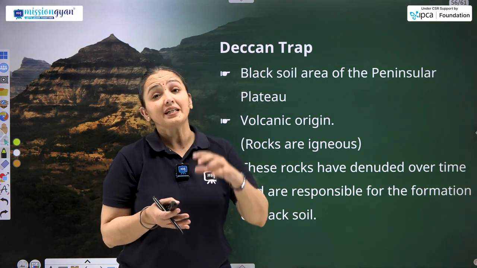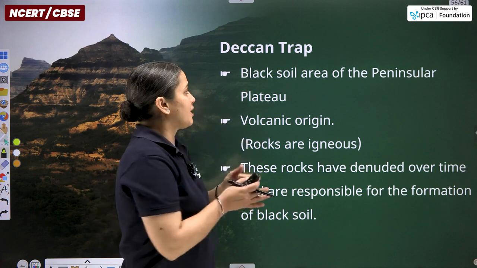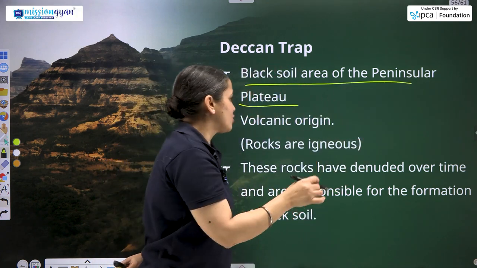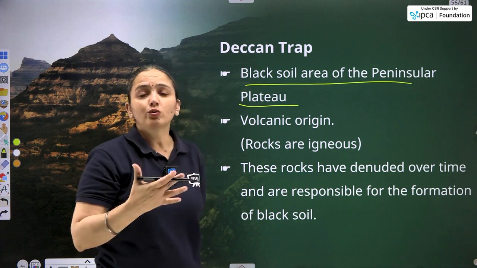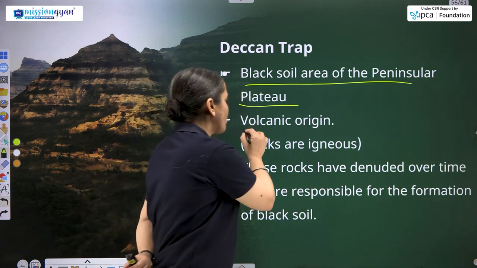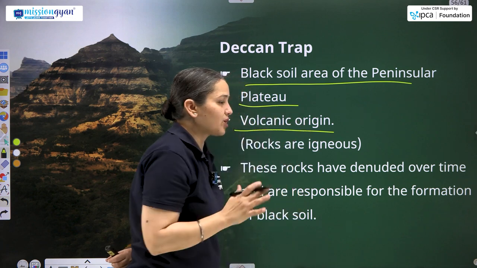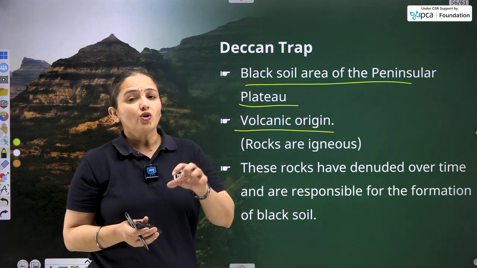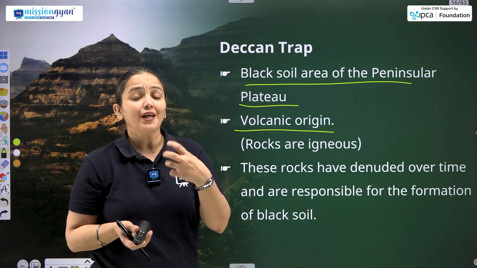No, we are not talking about all of that, but we are talking about the black soil area of the peninsular plateau. According to the geologists, the origin of this Deccan Trap is volcanic eruption. That is why it has black soil, because black is the color of igneous rock.